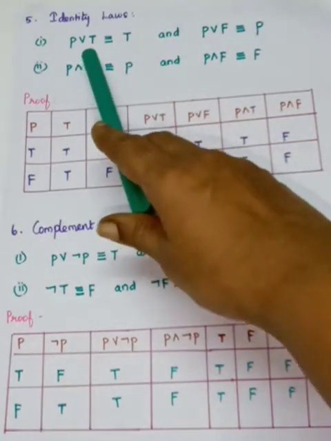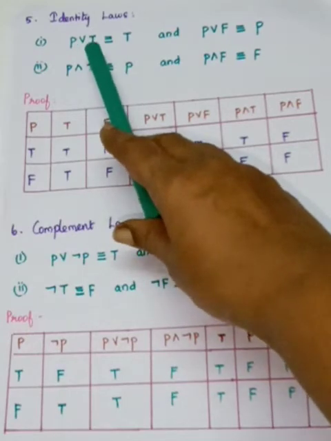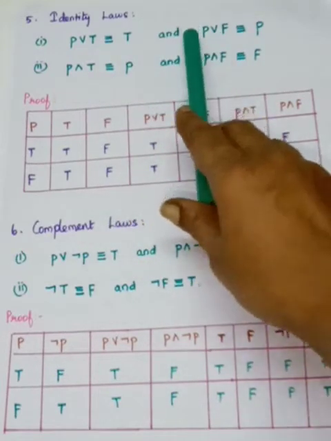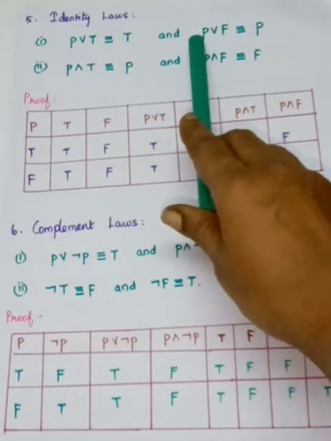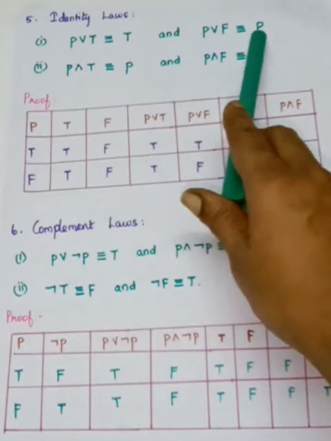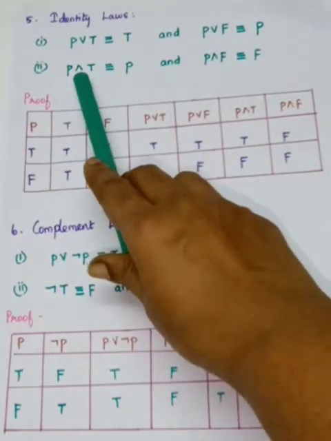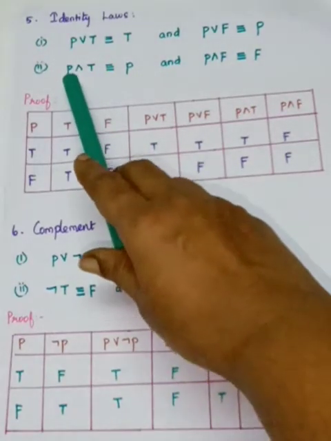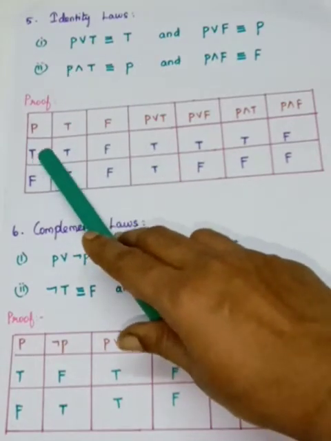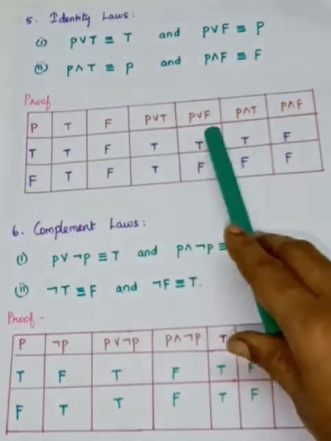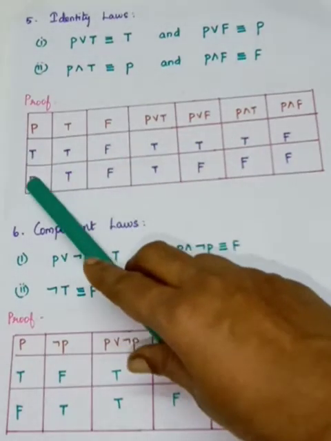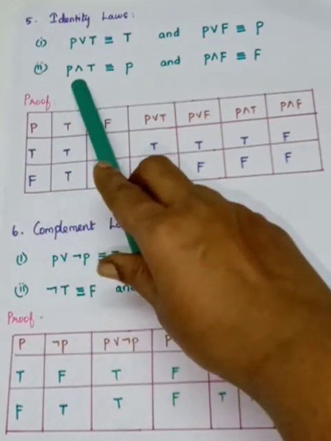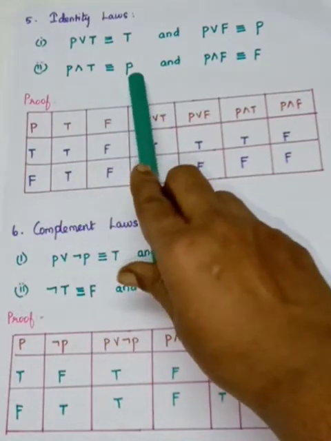So OR means if any one is true, it is true. Here you have only one true, so it is true. If false comes, it depends on P. If P is T, it is T. If P is false, it is false. Therefore it is P. Coming to AND, you have to check both. Only if both are true is it true. If P is true, this is true. If P is false, it is also false. This TF is logically equivalent to P. Therefore P and T is logically equivalent to P.